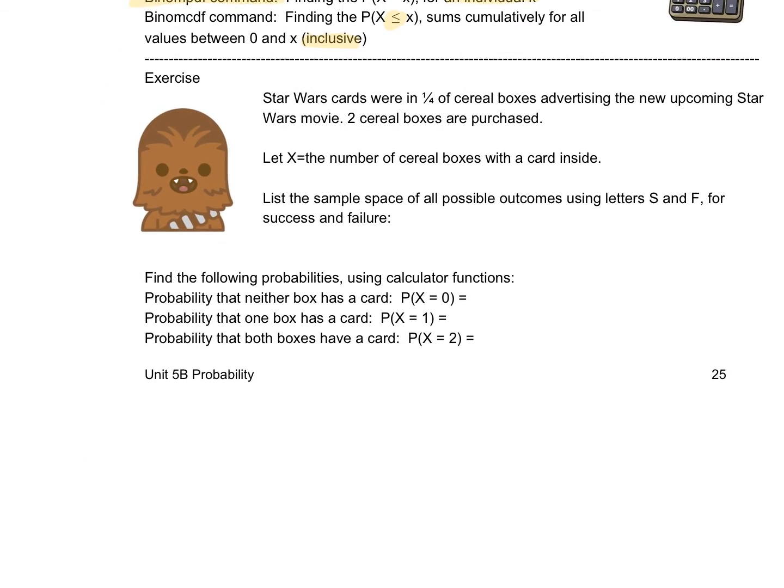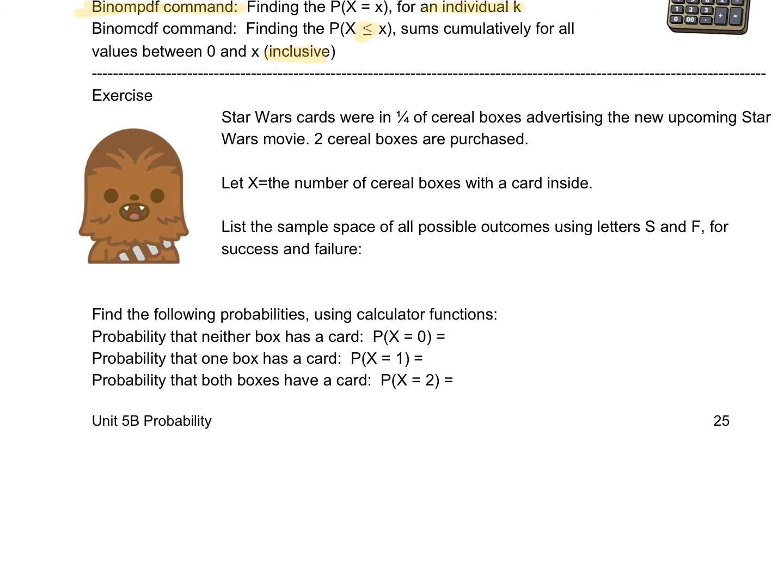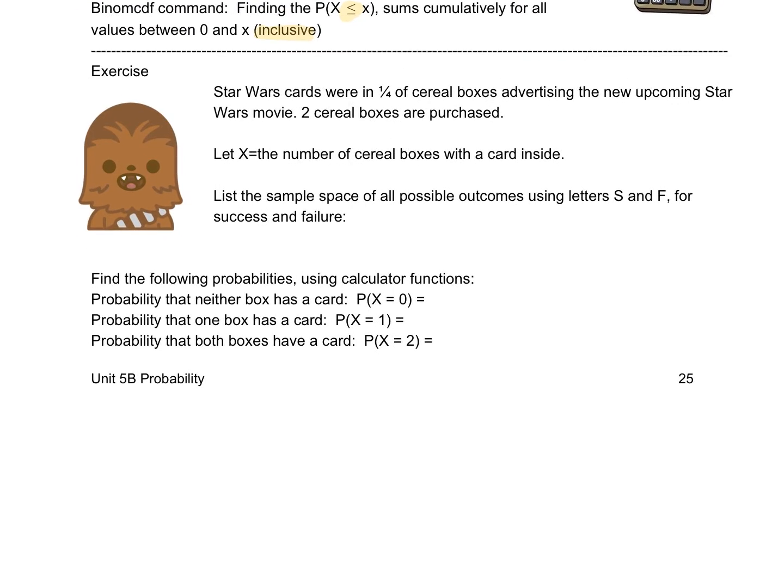All right, so let's look at a couple examples where we have to do this the long way. Star Wars cards were in a quarter of cereal boxes advertising the new upcoming Star Wars movie. 2 cereal boxes are purchased. So before we can use binomial, we have to decide if it matches our criteria, don't we? Is this problem going to be a binomial? Yes. Is it binary? Yes. You either got a card or you don't. Card, no card. So let's define that.